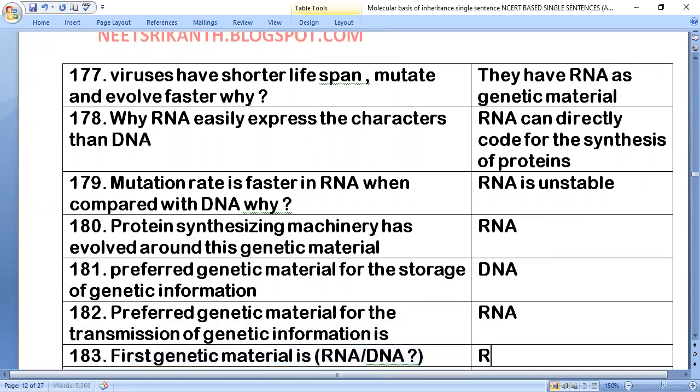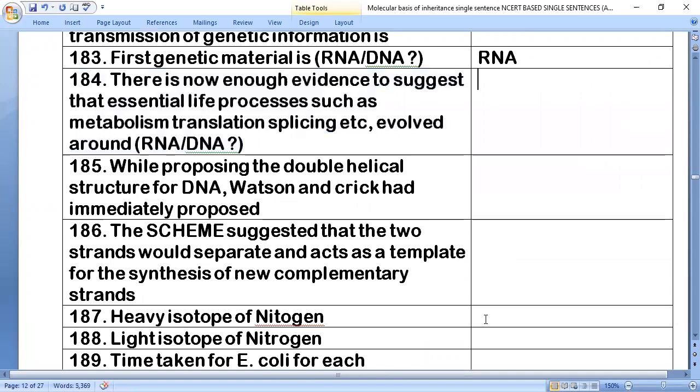The first genetic material is RNA. There is now enough evidence to suggest that essential life processes such as metabolism, translation, splicing, etc. evolved around RNA.